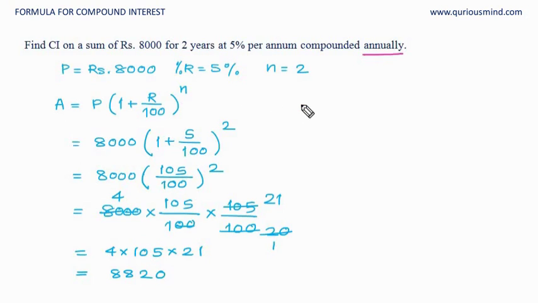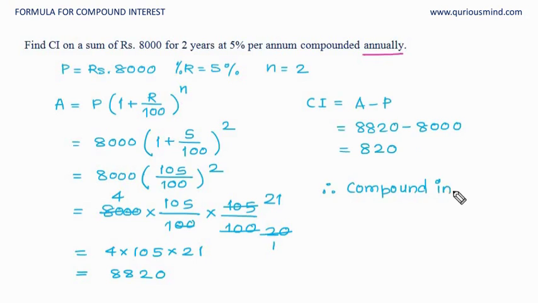So if I calculate CI, amount minus principal, and therefore compound interest is rupees 820.